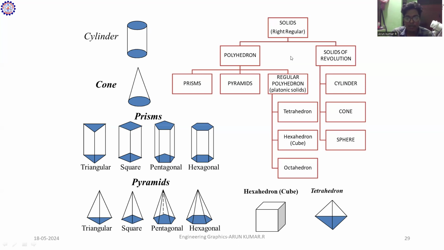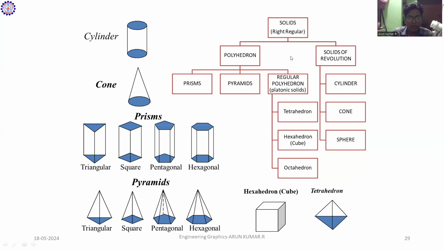First of all, we have to identify this from the flow chart. So, what is a solid? A solid has a regular shape and a uniform, defined size. The solid can be further classified into polyhedron and solid of revolution.